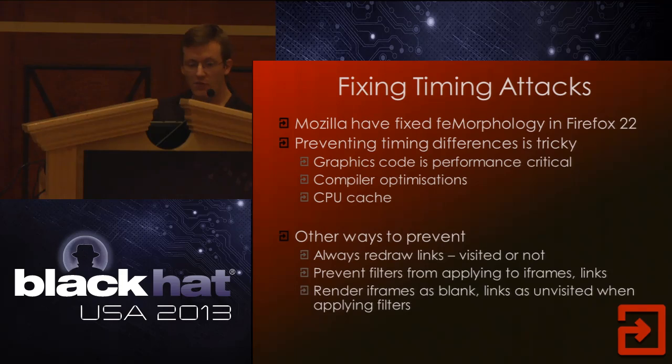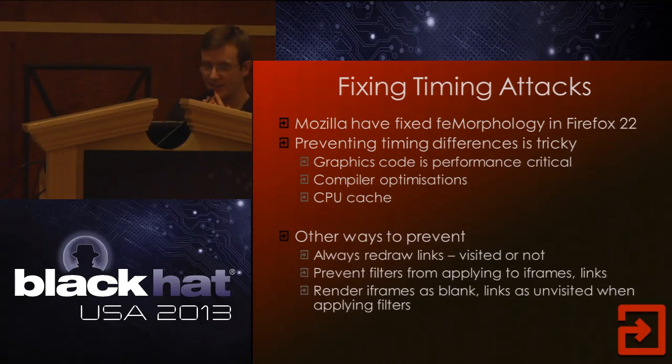I reported my original research, which I did in Firefox, to Mozilla about a year ago, and they have now fixed it in the latest version of Firefox. They fixed the FE morphology filter, but possibly not the other filters that have timing differences. Actually, these kinds of bugs are really tricky to fix, for several reasons. One is that browsers like to be really fast these days, and one way to fix these kinds of attacks is to take out those optimizations. So Mozilla basically took out the optimization in FE morphology, which made the filter slower. That's a trade-off, right?